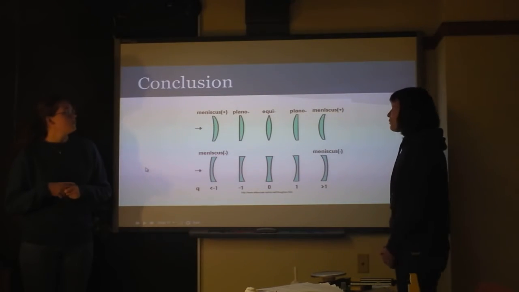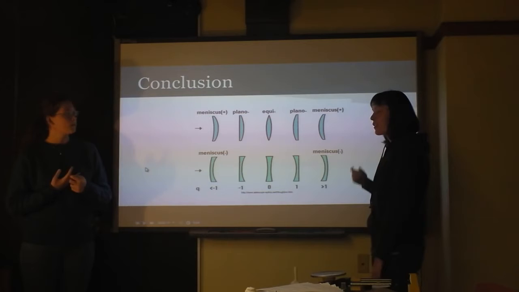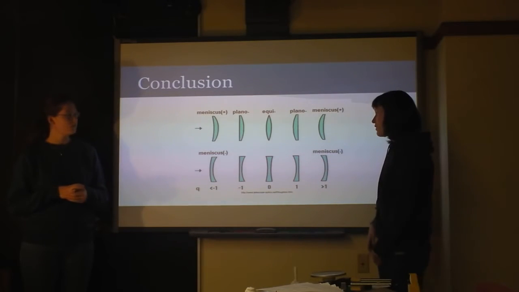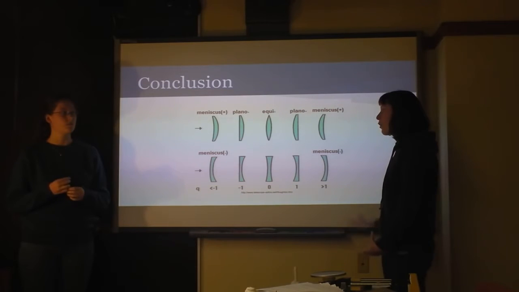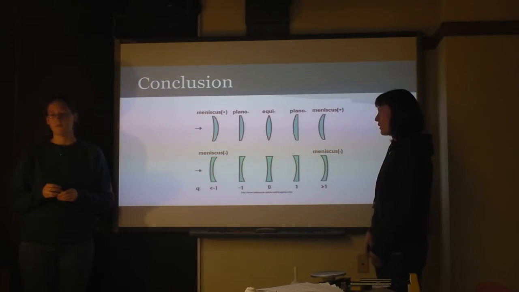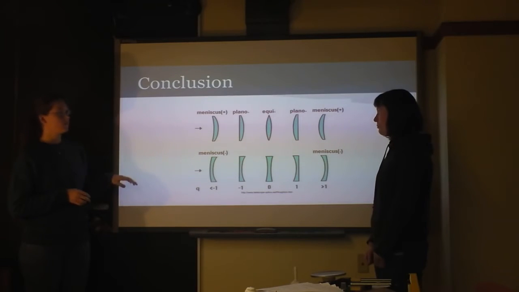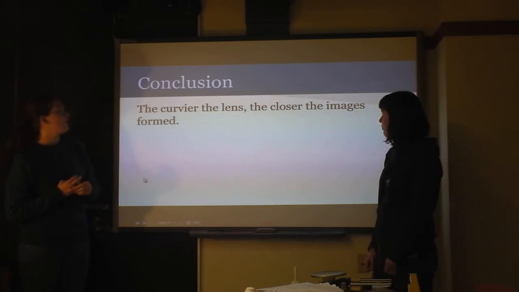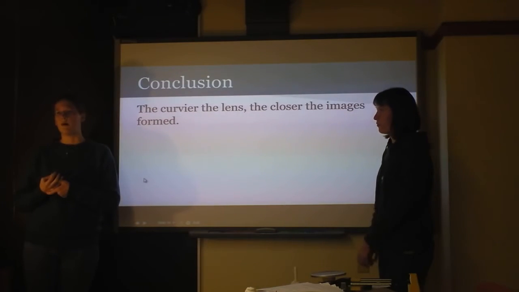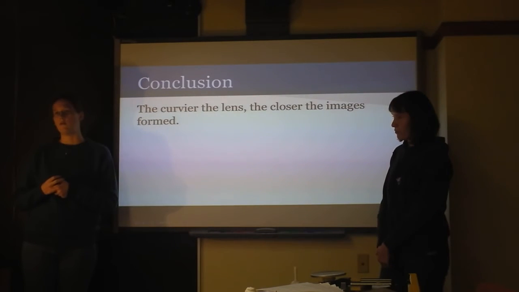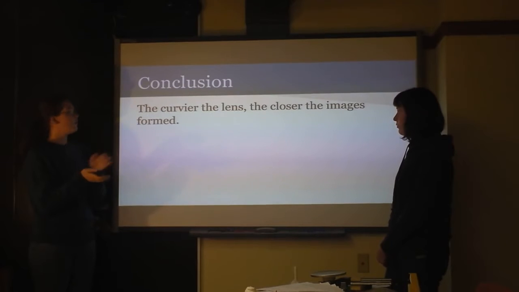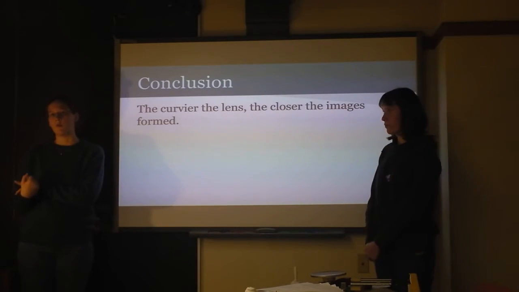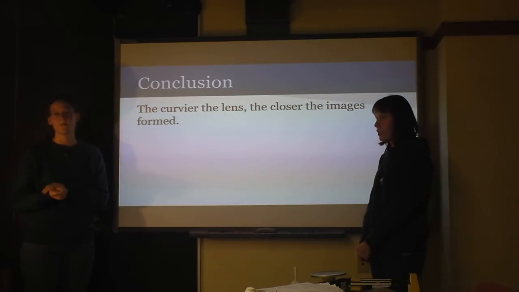So we confirmed that converging lenses create real images and diverging lenses create only virtual images, but they all create virtual images in different places, which was really interesting. And we also discovered that the greater the angle of curvature, so the curvier the lenses, the closer the images form, which supports our other hypothesis.